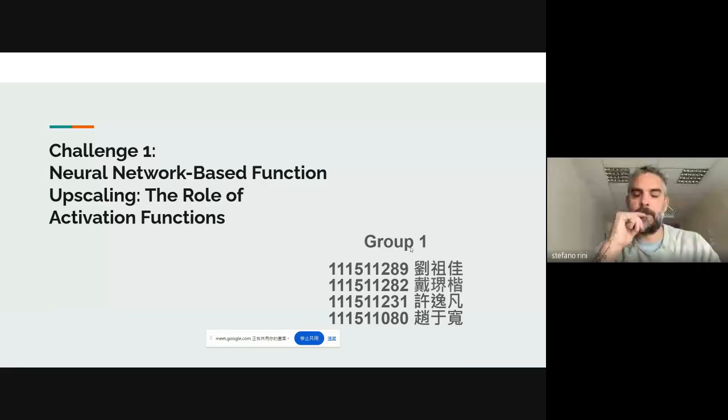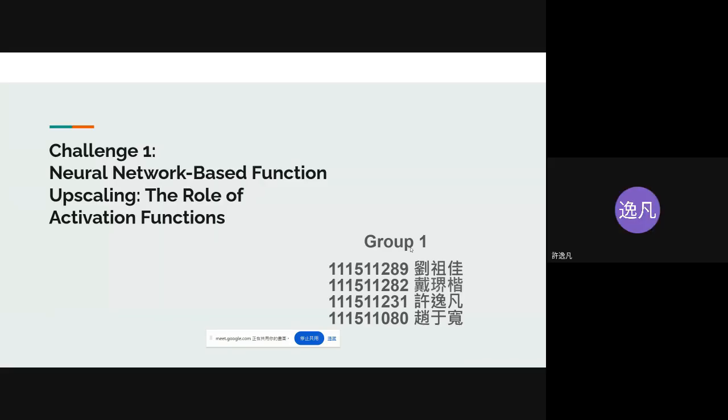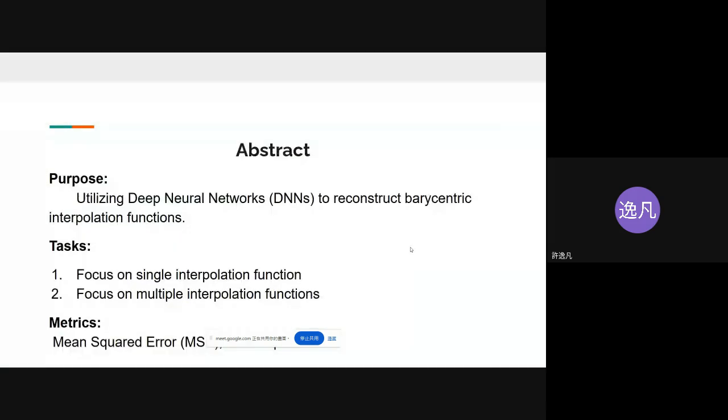Go ahead, group one. In the next few minutes, we will mention the background, methodology, experimental results, and future directions of our study. The goal of this study is to utilize deep DNN to reconstruct barycentric interpolation functions.